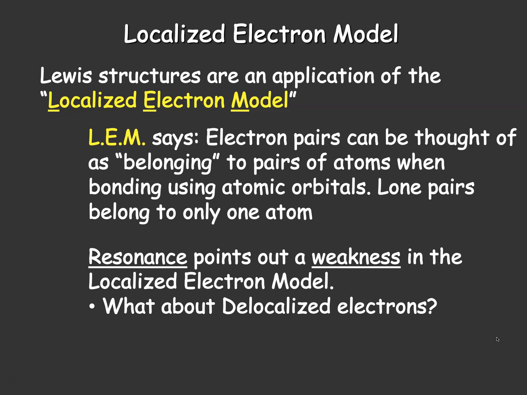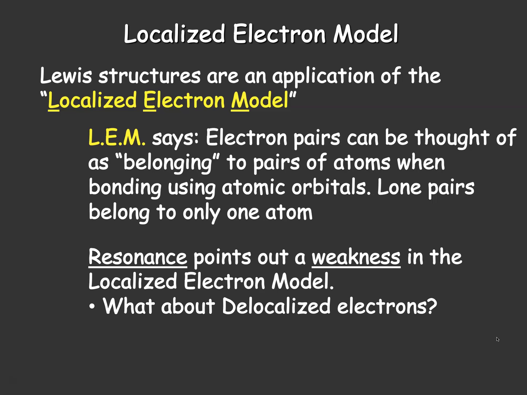So the localized electron model is pretty self-explanatory. Local, meaning, you're from San Ramon, you are local. Electron pairs can be thought of belonging to pairs of atoms when they're bonding. So if 2 atoms in a covalent bond are sharing electrons, those electrons belong to those 2 atoms. Lone pairs on any given atom only belong to that specific atom.